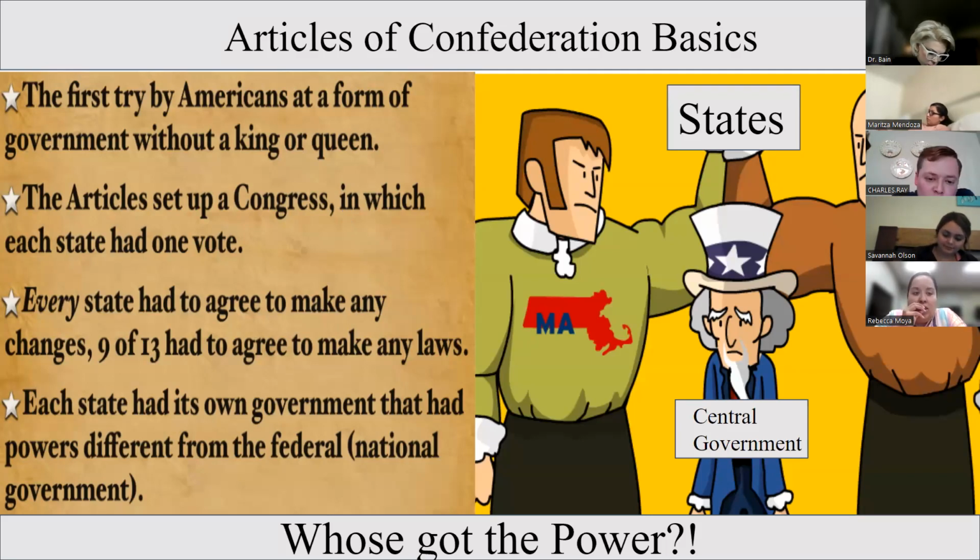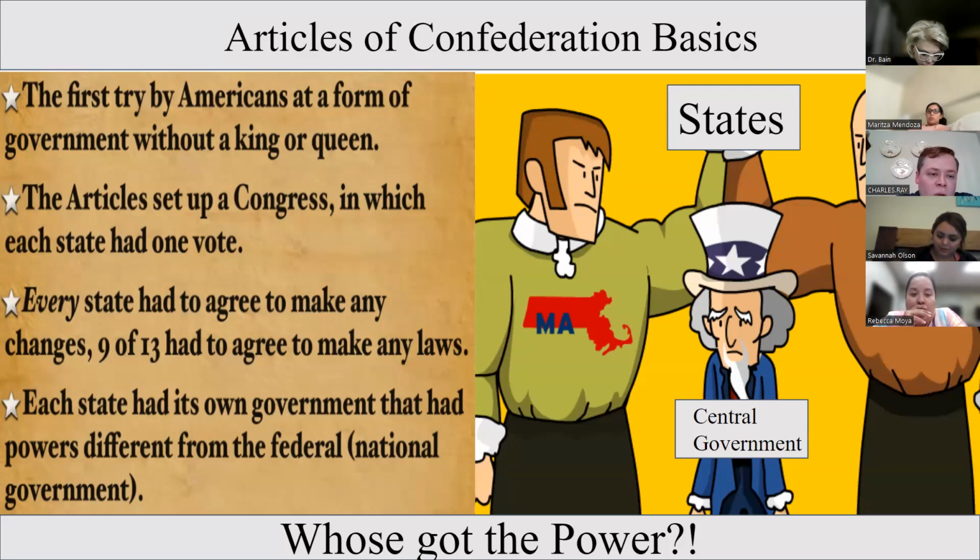As you see in this little cartoon, we love using this with the kids because they get the idea really fast. Massachusetts and Virginia are the big, strong people here. The states have all the power. Little central government, Uncle Sam right there, is pretty weak. He can't do much, can't force anyone to do anything. He can only ask. If these two get into it, he's going to have to let them duke it out because he wouldn't last very long in that fight.